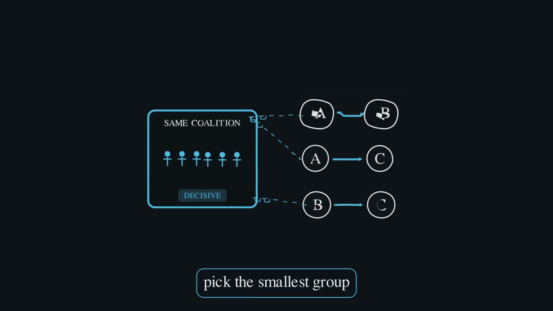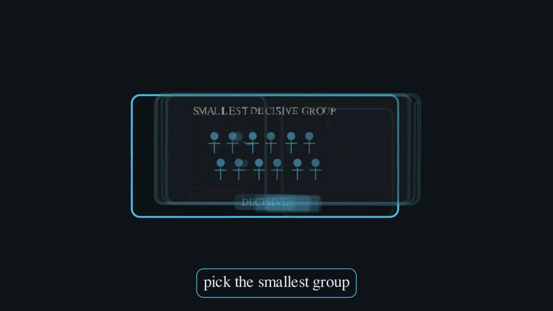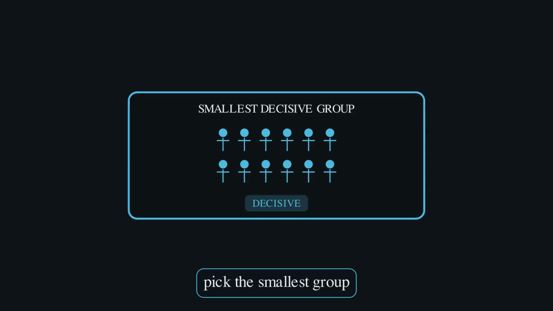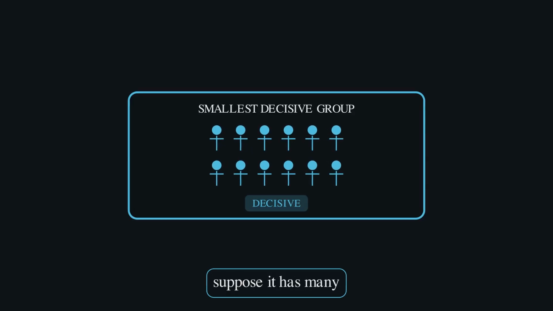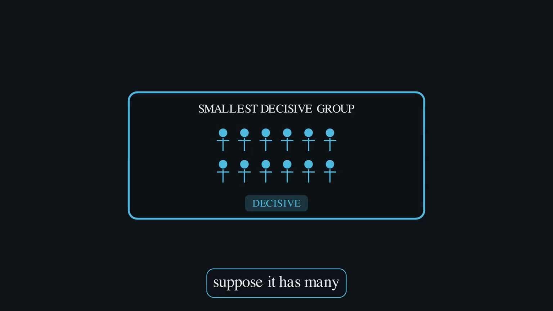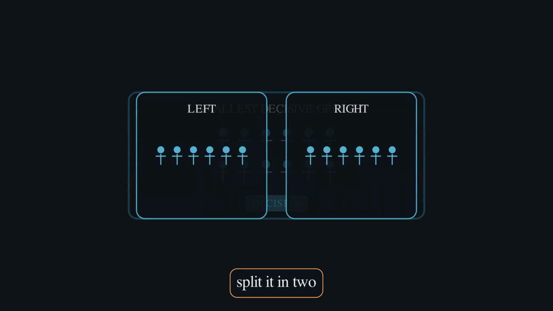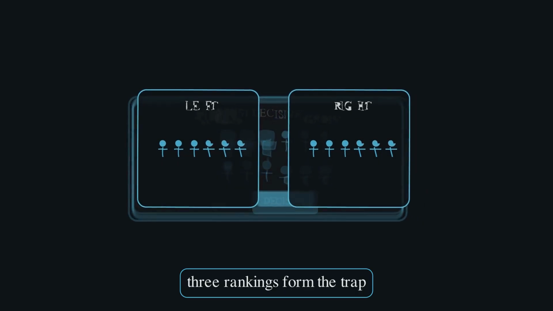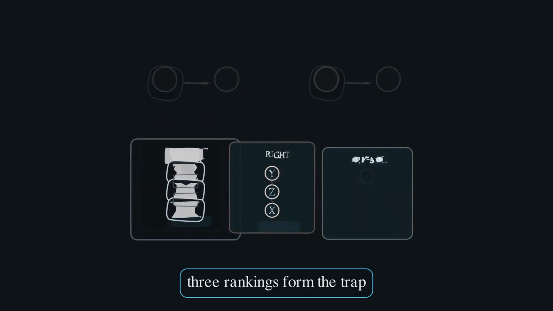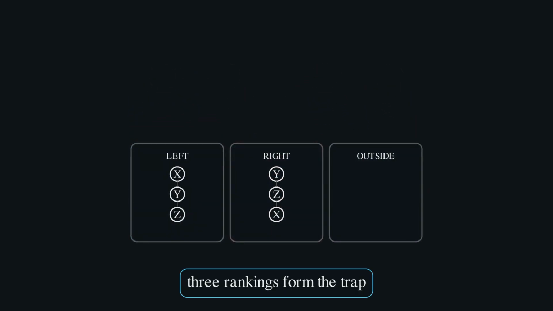Because the electorate is finite, choose a decisive coalition containing as few voters as possible among all such groups. Suppose this smallest block still contains more than one voter, perhaps a whole crowd. Split it into 2 non-empty pieces, left and right, keeping both pieces inside the original boundary while everyone else stays outside. Give the left group X above Y above Z, and the right group Y above Z above X, so both orders remain directly countable.